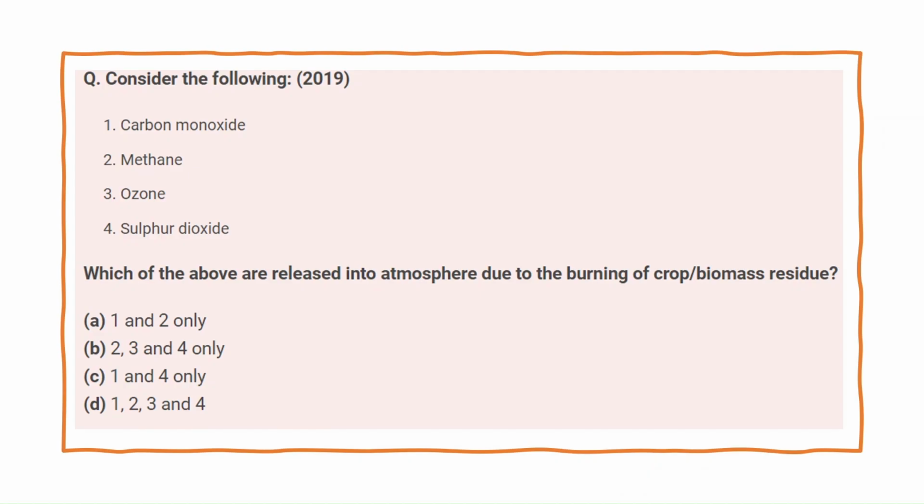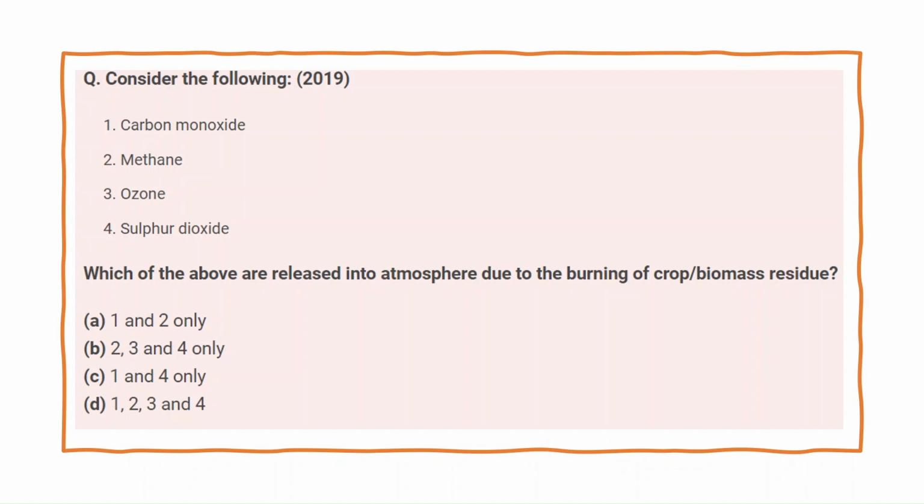The next question says, consider the following: carbon monoxide, methane, ozone, sulfur dioxide. Which of the above are released into the atmosphere due to the burning of crop or biomass residue? Okay, so let's check one by one. Carbon monoxide is a colorless, odorless gas that is produced when carbon-containing fuels, including biomass, are incompletely burned. So 1 is correct. Methane is also a potent greenhouse gas that is released during the decomposition of organic matter, including crop and biomass residue. So methane is also correct.